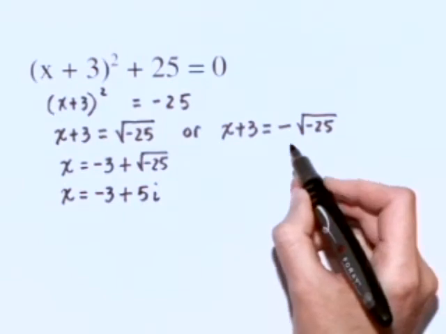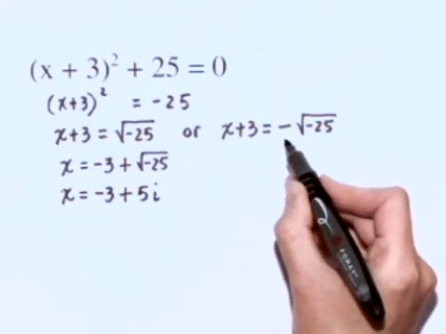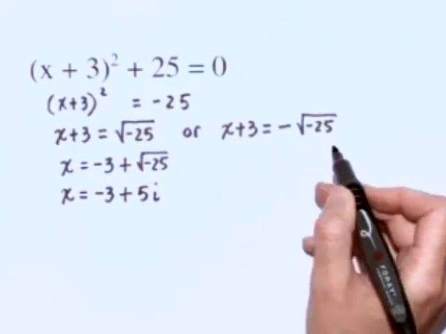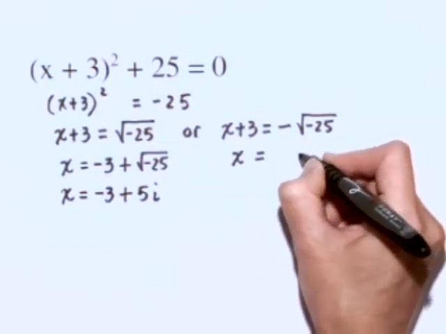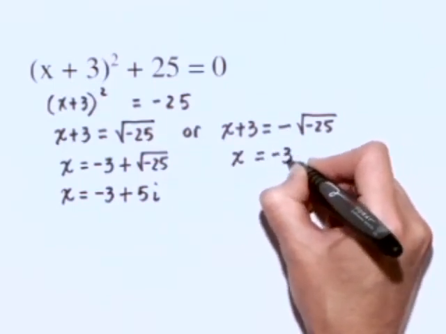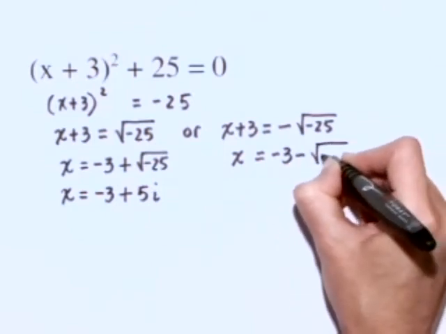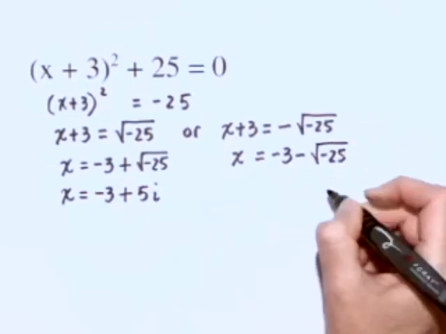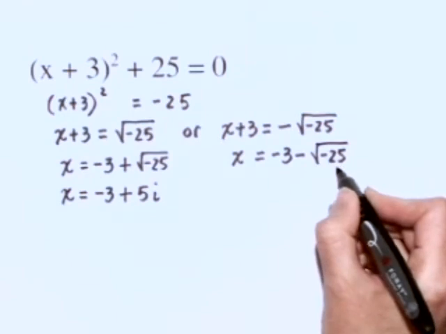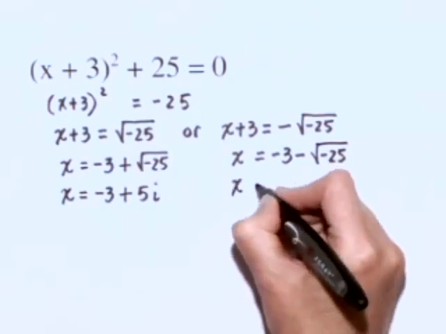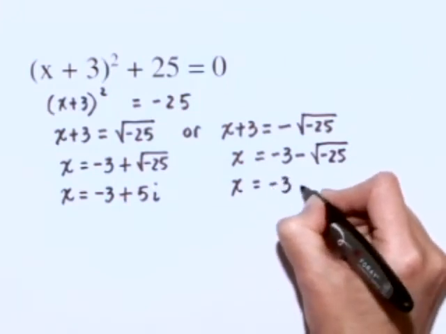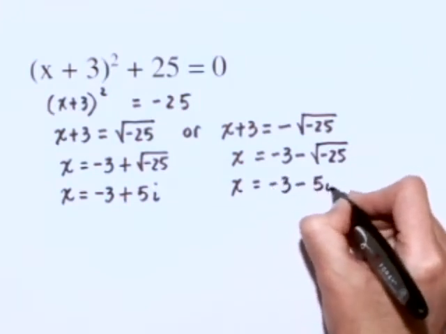For our second equation, we have x plus 3 equals minus the square root of negative 25. So when we subtract 3 from both sides, we have x equals negative 3 minus the square root of negative 25. Again, we'll simplify the square root of negative 25 to 5i, and we'll have x equals negative 3 minus 5i.